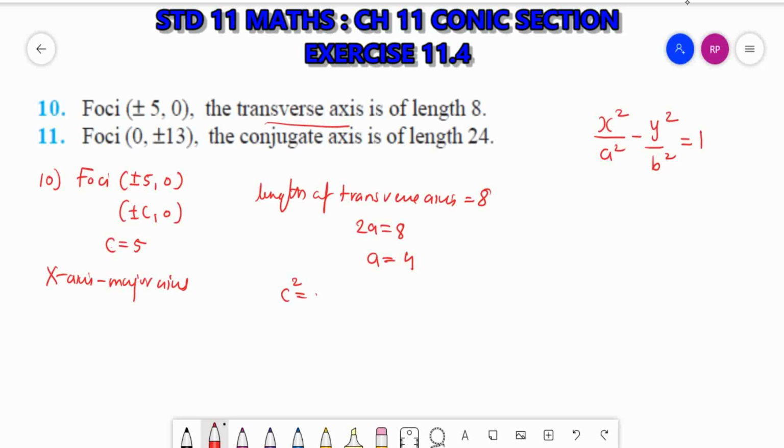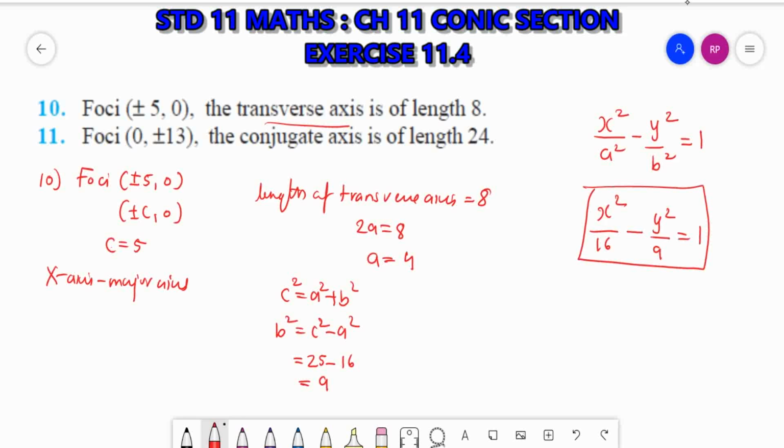Now c square is equal to a square plus b square. So b square is equal to c square minus a square. So c square, that is 5 square, 25, minus a square, 16, that will be equal to 9. So the equation will be x square by a square, that is 4 square, 16, minus y square by b square, that is 9, equal to 1. Okay, so this was about question 10. Now based on it you have to solve 11.